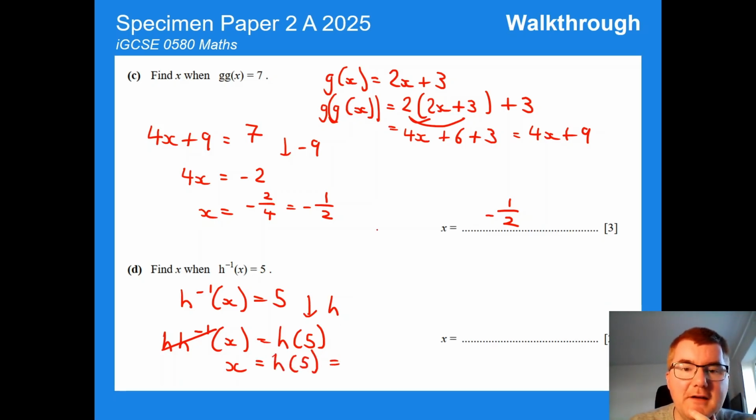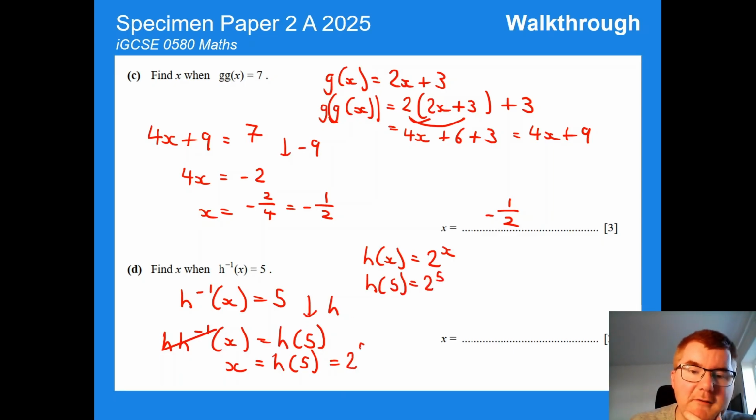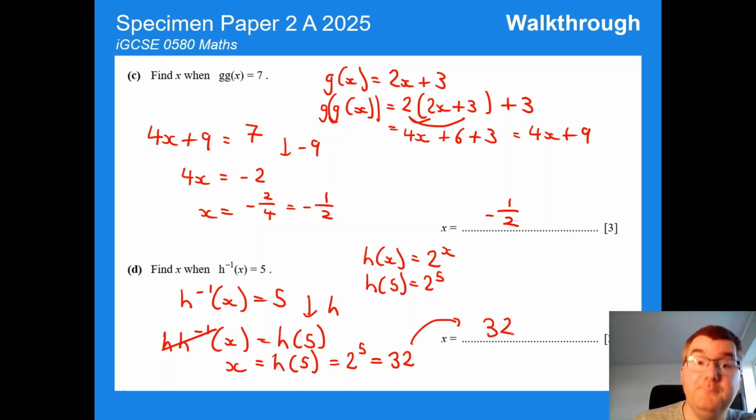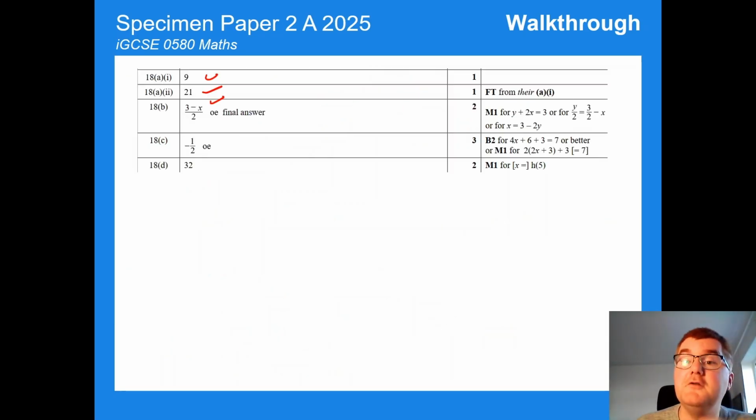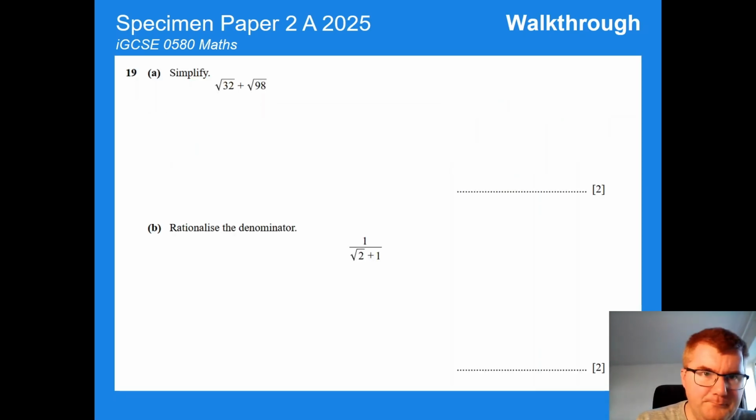Now, h of 5 here, if our function h of x is equal to 2 to the power of x, h of 5 will just be 2 to the power of 5. And 2 to the power of 5, again, you should know your indices really well at this point, is 2 times 2 times 2 times 2 times 2, and that gives us 32, which gives us our 2 marks here. Right, so you can go through the answers and check that you're happy with all the working here. On to question 19, some surds. We knew this was going to come up at some point.